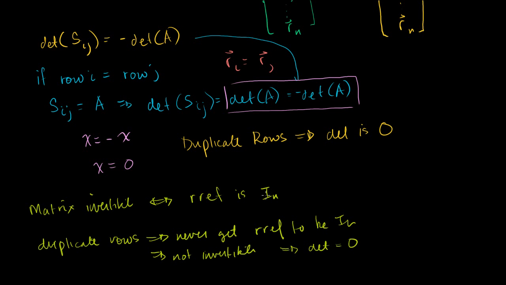If you see duplicate rows, and actually if you see duplicate columns, I'll leave that for you to think about. If you see duplicate rows or duplicate columns, or even if you see that some rows are linear combinations of other rows, and I'm not showing that to you right here, then you know that your determinant is going to be equal to 0.